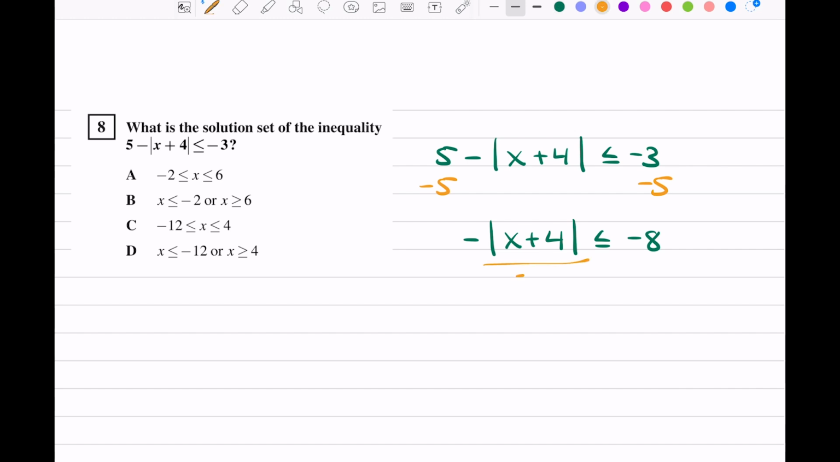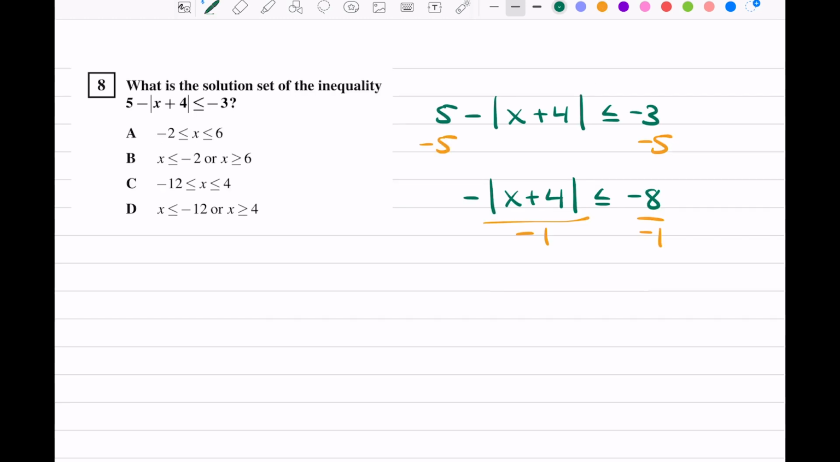We can divide both sides by negative 1. That leaves us with the absolute value of x plus 4. And since we divided by a negative number, we flip our inequality sign. And on the right side, negative 8 divided by negative 1 is 8. With absolute values, we're thinking about distance. And to find the distance between two numbers, you have to subtract them. So let's rewrite this as a subtraction. So we'll have the absolute value of x minus negative 4 is greater than or equal to 8.